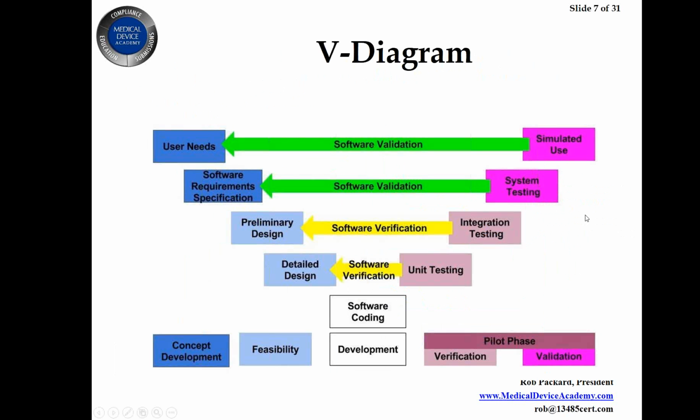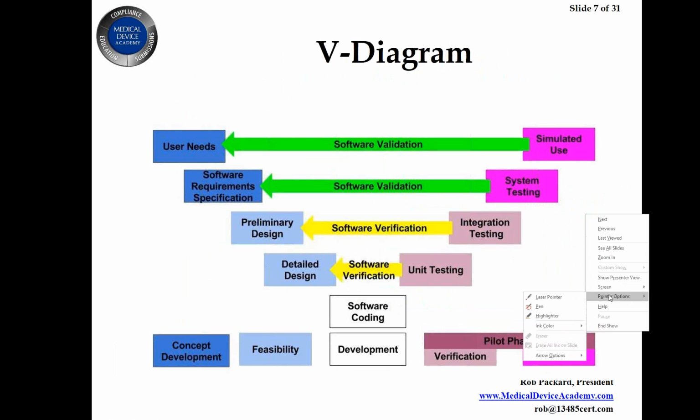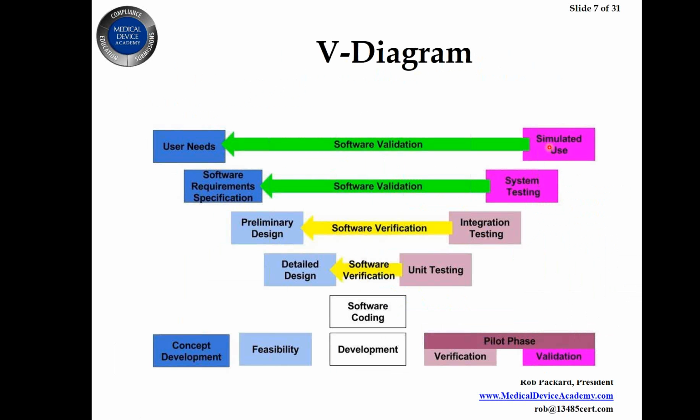So that simulated use testing, I'm going to try to make my pointer up here. So here's the simulated use testing here. That's the last piece. So you go from this to this to this to this, down to the software coding. You do some unit testing, verify, oh, it failed, do some more coding, try it again until you get the units working. Then you try to get the integrated system working, and you go through this loop.